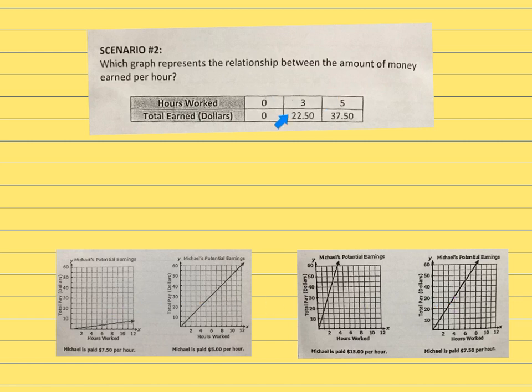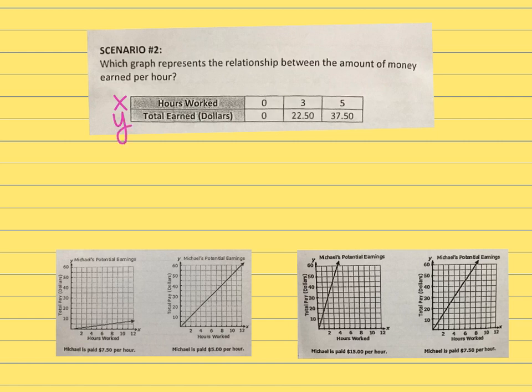Then the second scenario we're going to look at is a table, and we're going to pick the graph that matches this information. Which graph represents the relationship between the amount of money earned per hour? Okay, so in our graphs, I know hours worked is going to be X because it's on the X axis in my graphs. It's always a good idea just to double check X and then Y.